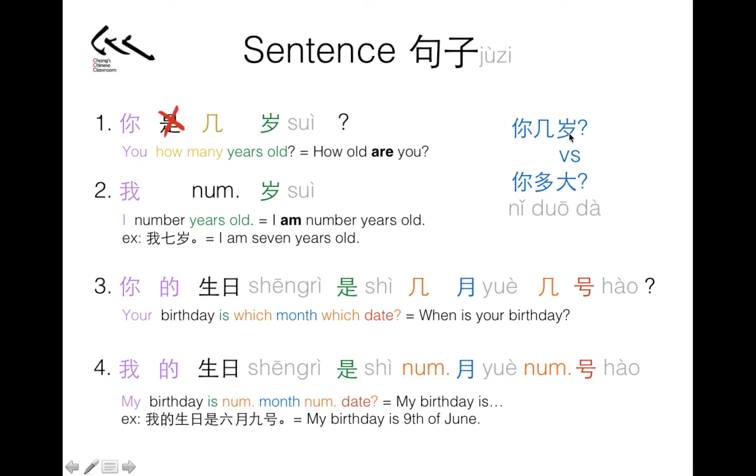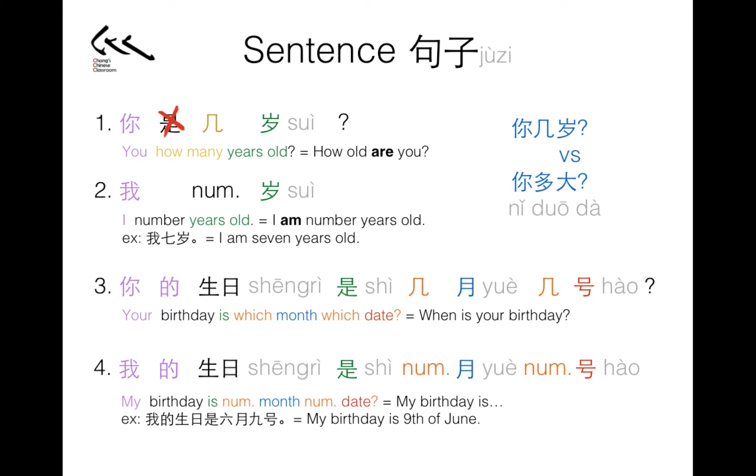So 你几岁 carries a presumption that the person you're asking is a child. We seldom use the first sentence to ask adults about their ages. We use the second one, 你多大? 大 means big, and here it refers to old. How old are you? So normally the simplest expression for how old are you for adults would be 你多大. 你几岁 is normally for kids, alright? So it would be funny if you asked senior people 你几岁. That would sound like stand-up comedy, right?